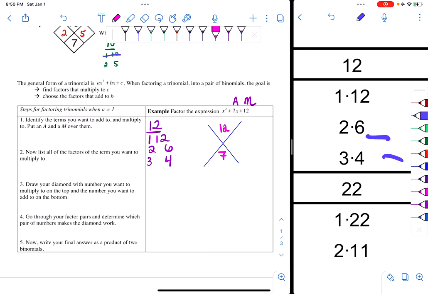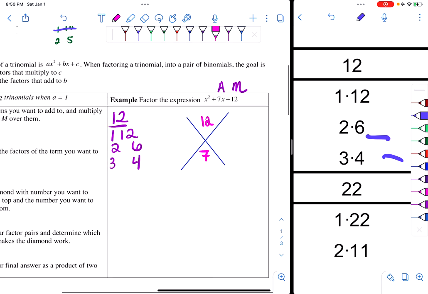Step 4 says, go through those factor pairs to determine which pair of numbers makes your diamond work. I'm going to act like we don't know which ones they are, so I'm going to try each one. I'm going to put my 1 and my 12. 1 times 12 is 12. 1 plus 12 is 13, not 7. So I can cross out my 1 and my 12. 2 and 6. 2 times 6 is 12, but 2 plus 6 is 8, not 7. So it can't be 2 and 6. So it has to be 3 and 4. Let's see. 3 times 4 is 12. 3 plus 4 is 7.